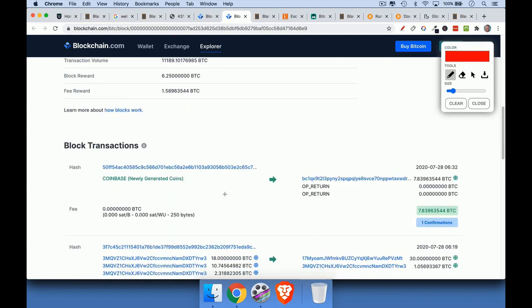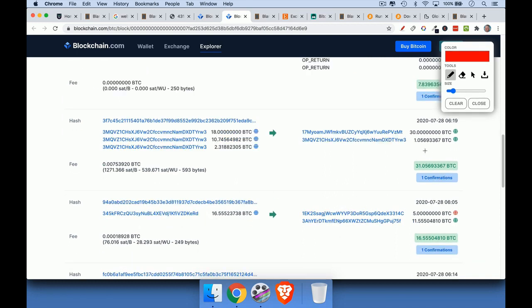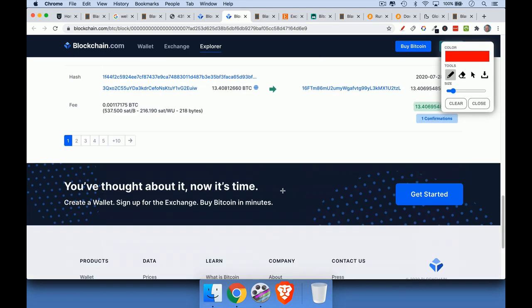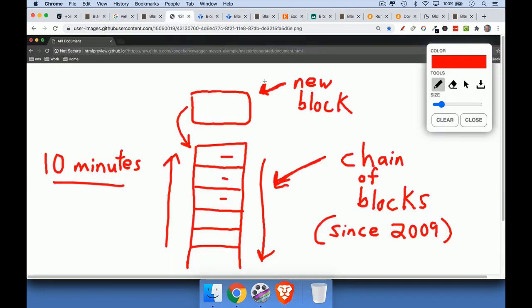But if we scroll all the way down, we can see the individual transactions that are included in this block. So here, for example, someone sent 31.0569 Bitcoin. And this goes on and on for, call it, 10 pages. So this would be a single block like this new block right here that's being added to the blockchain as we speak.